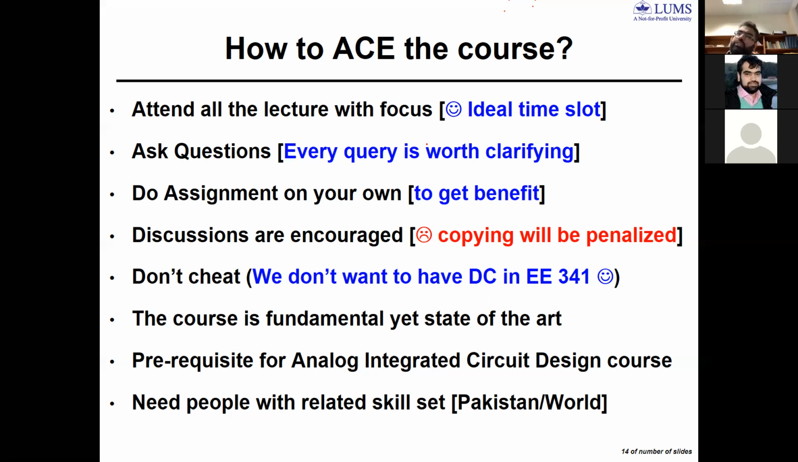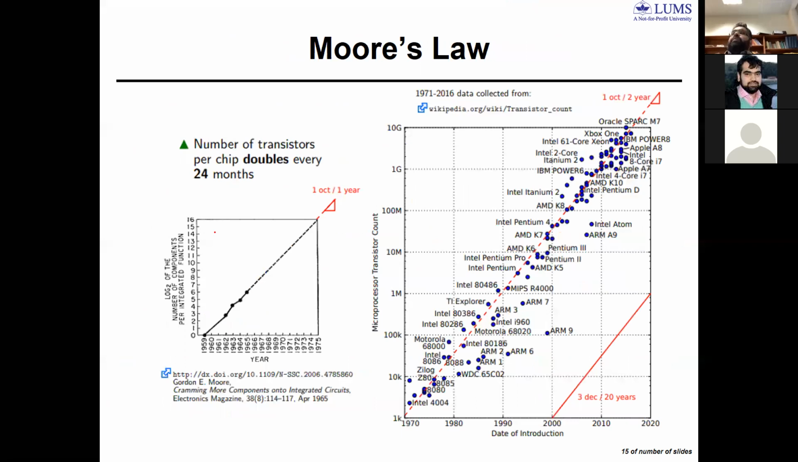If there is no concern, we can move forward to the introduction. In the introduction, the main aspect is Moore's law. Is any one of you familiar with Moore? Who was Gordon Moore? Does anyone have an idea who Moore was?